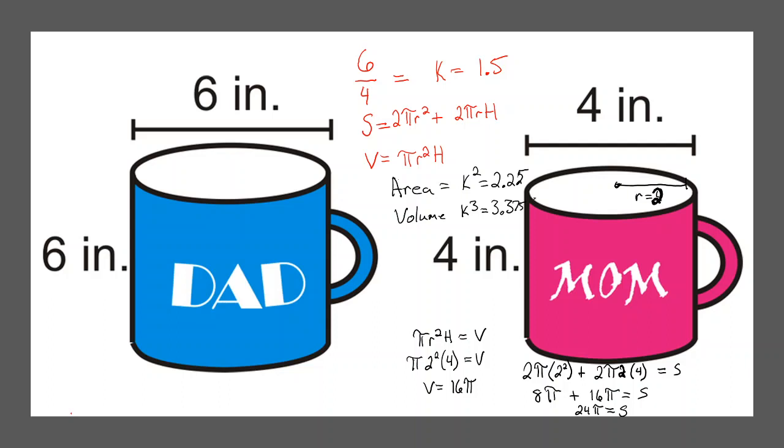So if our surface area was 24 pi for Mom's cup, for Dad's cup, we'd multiply that by 2.25. We're going to do 24 times 2.25, and we'll get 54 pi for the surface area. And for the volume, we'll do 16 times 3.375, and we're going to get 54 pi units cubed for the volume. So we ended up with the same surface area and volume for Dad's cup, because the volume is going to increase at a greater rate than the surface area.